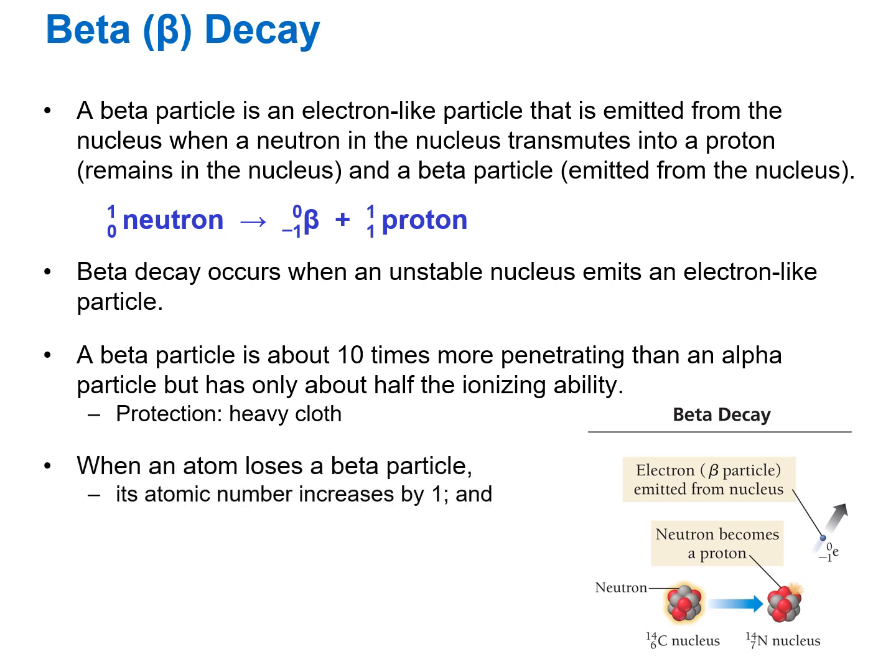Now, when an atom loses a beta particle, its atomic number, the number of protons, is going to increase by 1. That's because one of those neutrons now has a charge to it. And its mass number will remain the same because that neutron didn't go anywhere. So if we look at what we see happening here in our image, I'm going to blow up this little bit right down here.